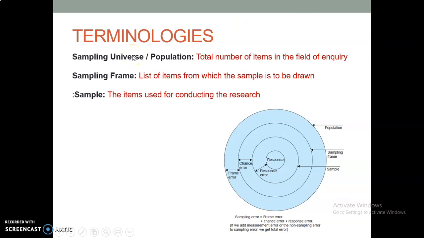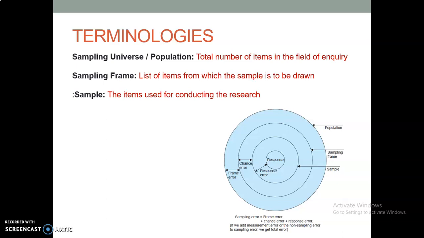The first is called the sampling universe or sampling population. That is the total number of items in the field of inquiry. Next is the sampling frame. That is the list of items from which the sample is actually going to be taken. And the third is called the sample, which is the number of items used for conducting the study.